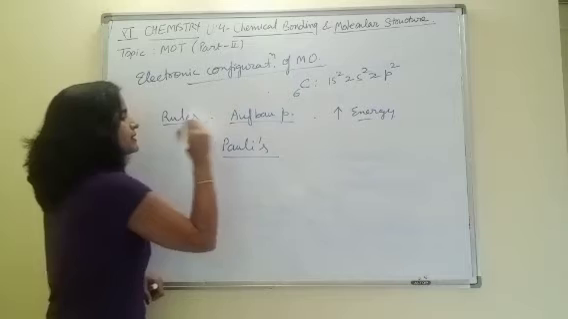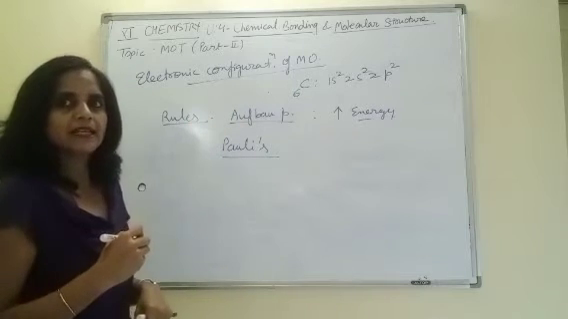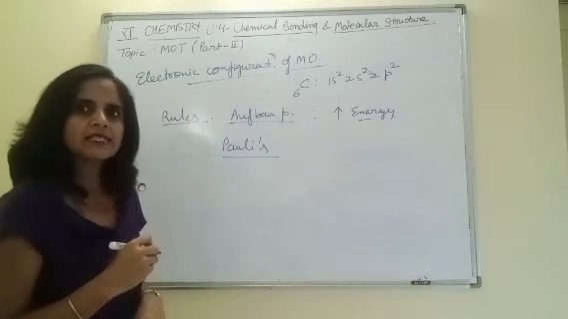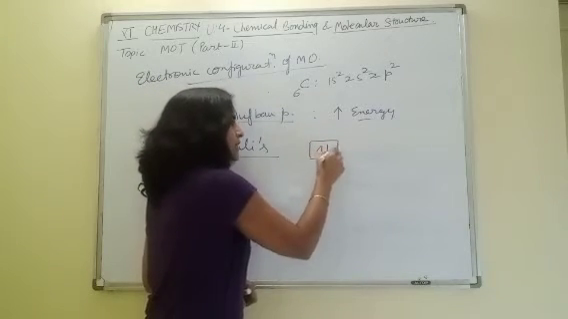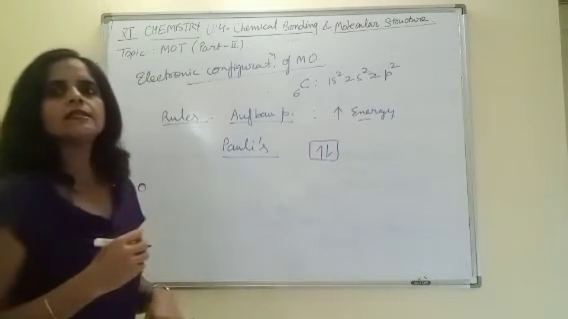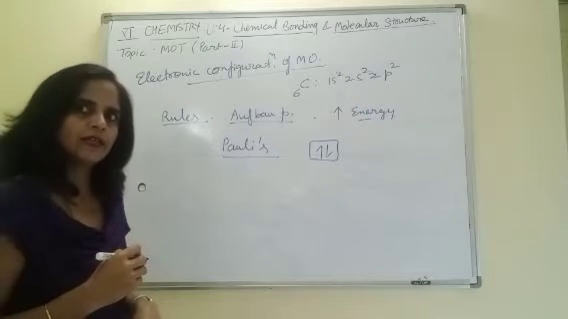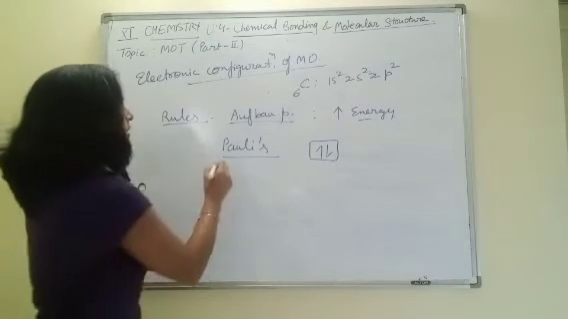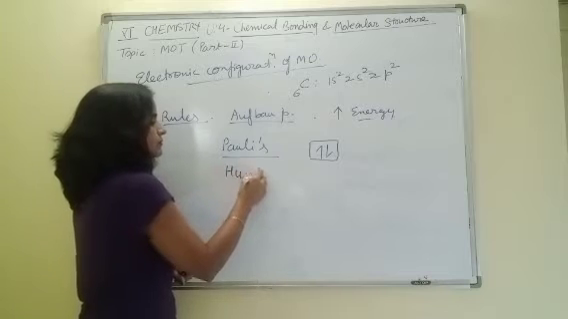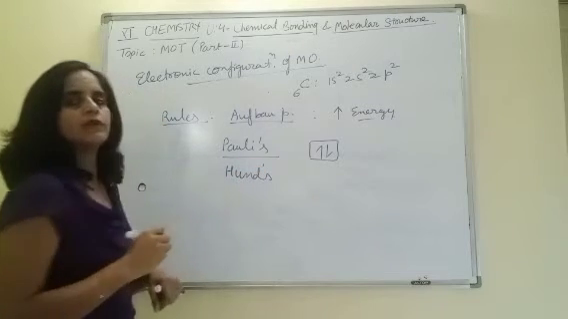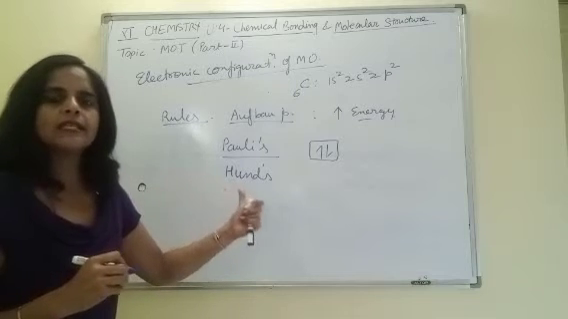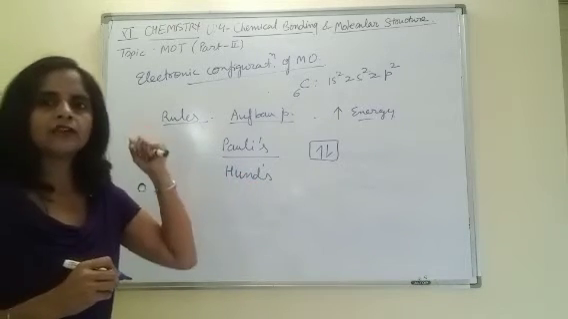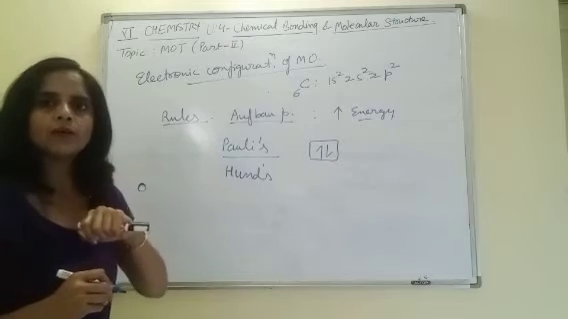Pauli's exclusion principle. This was the second one. This principle says that in an orbital, a maximum of 2 electrons are present with opposite spin. Right? The third one was Hund's rule of maximum multiplicity. This rule tells how electrons are filled in degenerate orbitals.